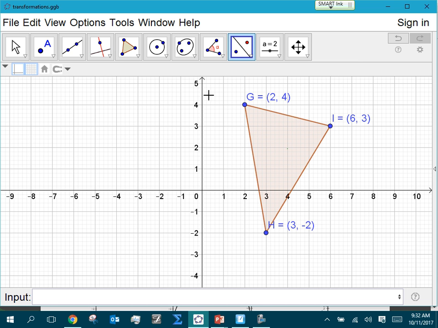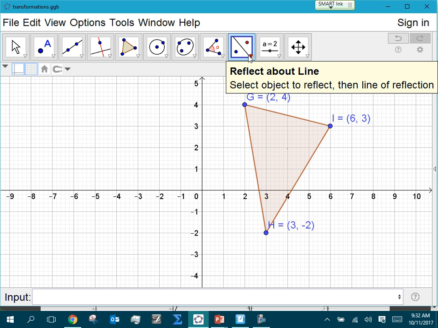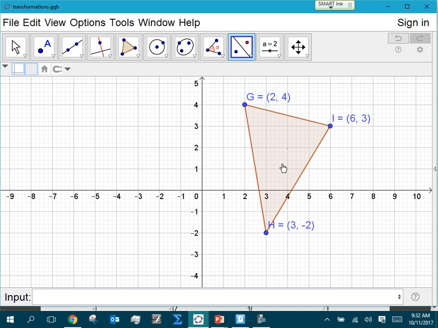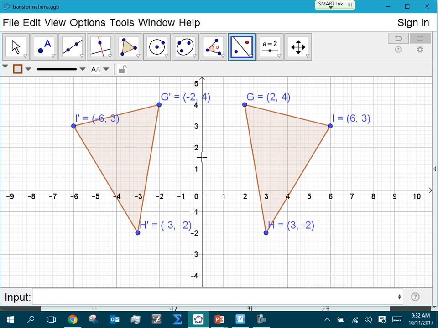Select object to reflect, then line. So if I click that, and then I want to reflect across that axis, we did that, right? Look at what happened to the ordered pairs. If I reflect across the x-axis, the y values all became negative. We could do the same thing, reflect across the y-axis, and now the x values became negative, or the opposite. So we've done that stuff, and that's really all we're going to do right now.